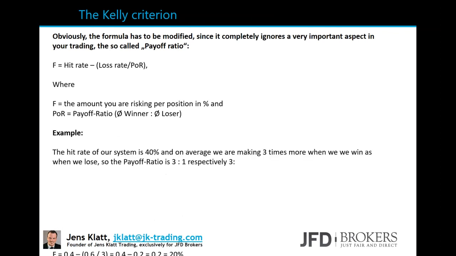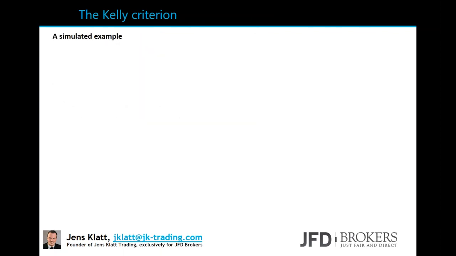Now we do the following. We have a simulated example here. We call it a Bernoulli distributed Monte Carlo simulation. You may have heard about this. It has 2 outcomes, 1 and 0. So 1 is a winning trade, 0 is a losing trade.